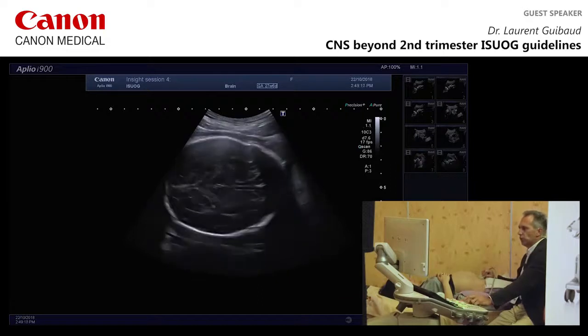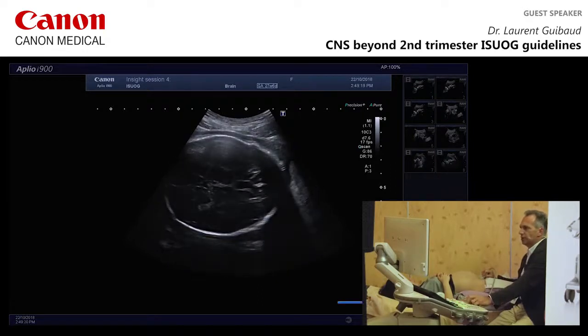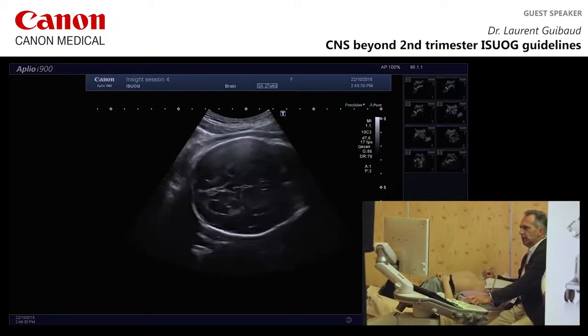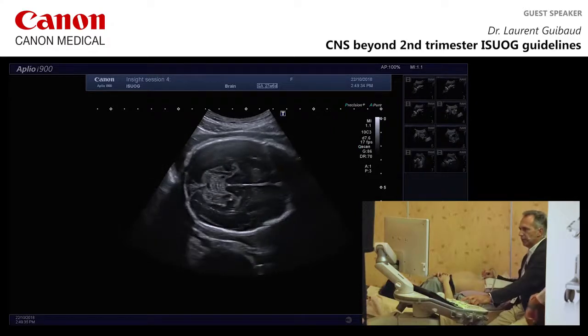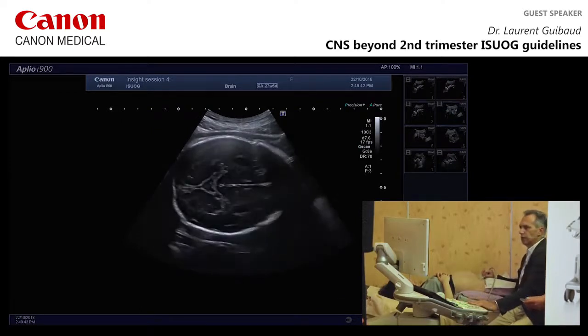You should have a look also at the cavum septum pellucidum to see if there is some insult on the leaflets of the cavum septum pellucidum because of barotraumatic insult. And also look at the pericerebral spaces. Here you see clearly the pericerebral spaces, which disappear when there is obstructive ventriculomegaly.